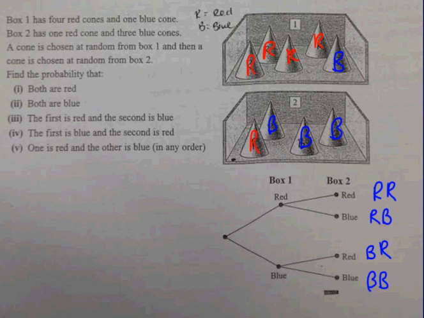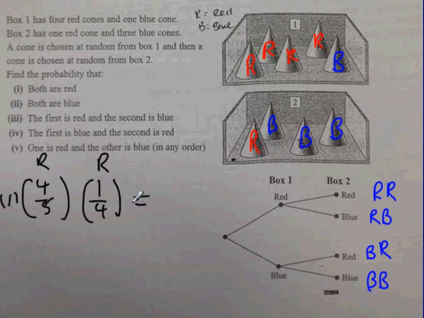Okay? Next thing. What we're going to do next, guys, is both are red. Your odds of getting your first red are 4 in 5. Would you agree with that? Your first red is 4 in 5. What about your second red? 1 in 4. Multiply them. Don't add them. It's AND. You want a red and another red. And your answer is 1/5.